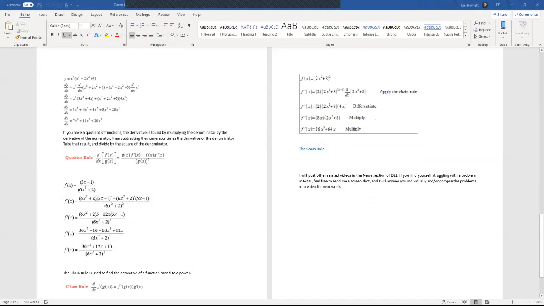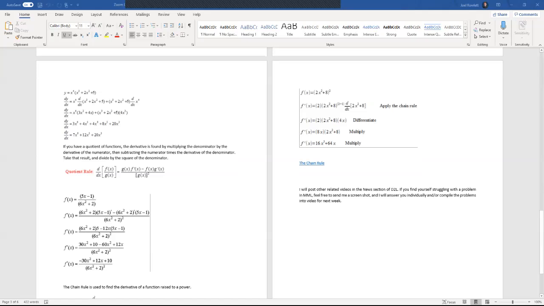And then again, we have the chain rule, which is reserved for composite functions, which means you have a function raised to a power, for example. And let's go back and look at another example of the chain rule. Now, if this had been y is equal to x squared, we would simply say that the derivative is 2x.